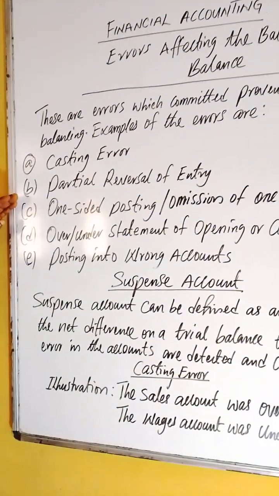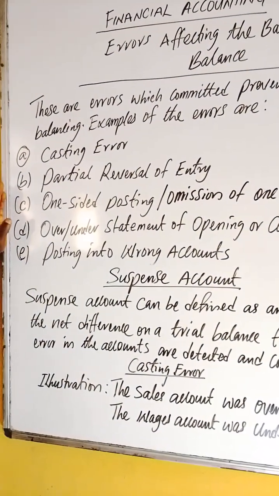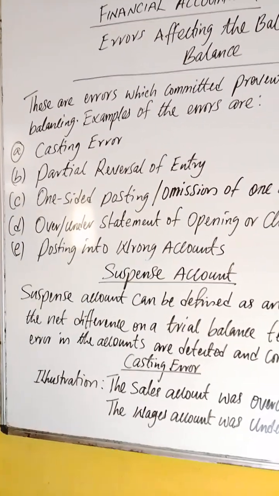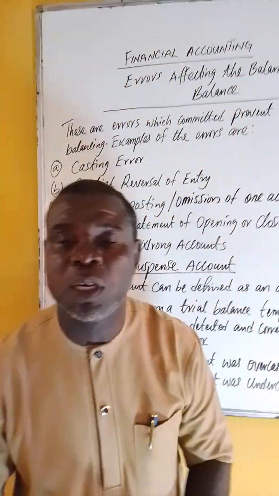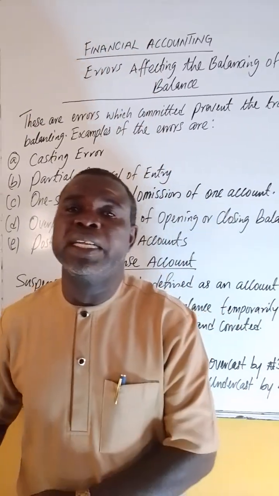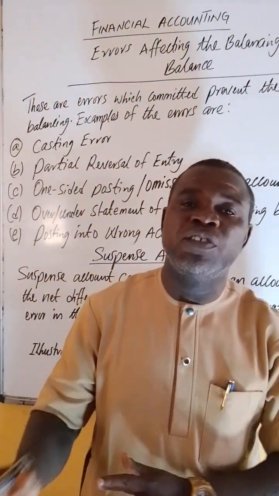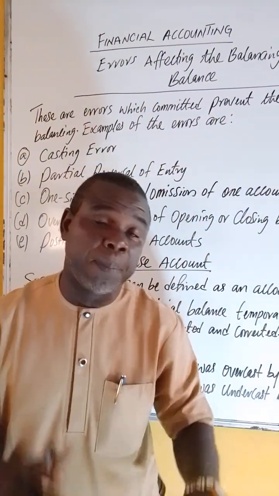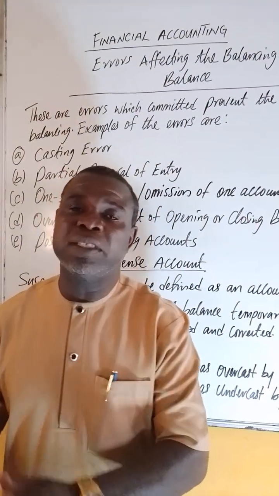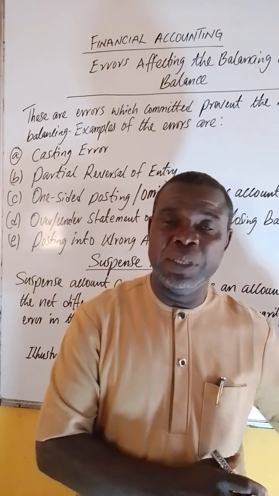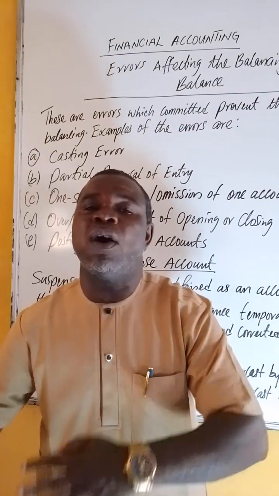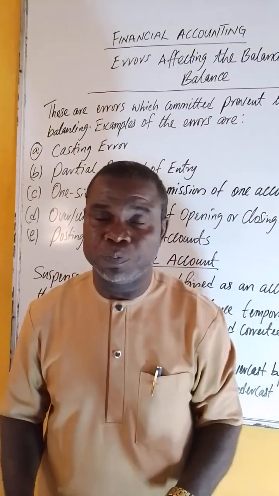The next one is partial reversal of entry. What do we mean by partial reversal of entry? In accounting, respecting the double entry principle of bookkeeping, any debit entry must have a corresponding credit entry. And all accounts have their position to be recorded based on the principles of accounting. For example, all sales are credited, all purchases are debited, all expenses are debited, all revenue are credited, all liabilities are credited, and what have you.